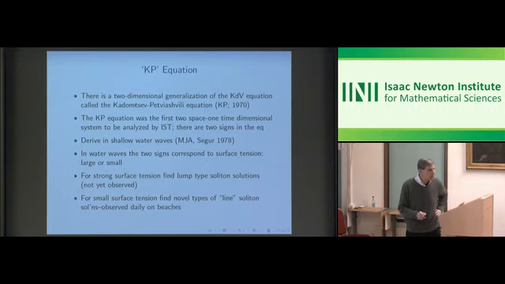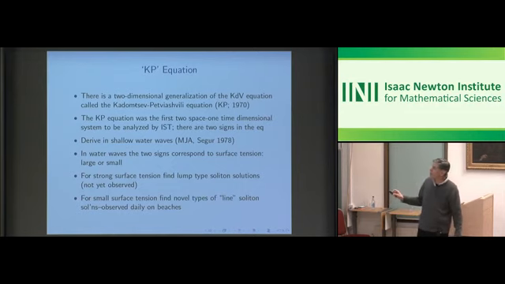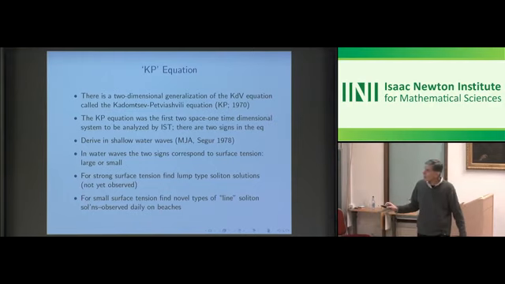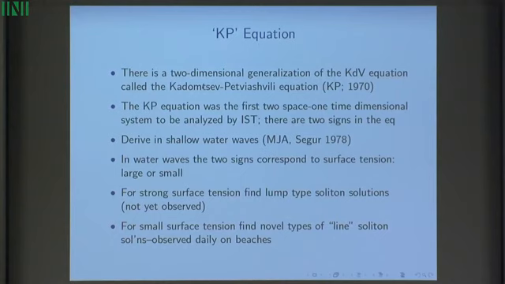This is a 2-dimensional generalization of KdV. Very simple, actually, and was the first, to my knowledge, 2-space one-time equation to be solved by inverse transforms and be known to be integrable. It was derived in the context of plasma physics. We derived it with Harvey Segur in shallow water waves. And again, there are 2 signs. Strong surface tension, you find lump solutions. Small surface tension, you find line solitary waves. Let me tell you about those.